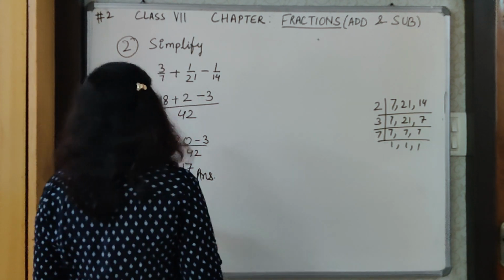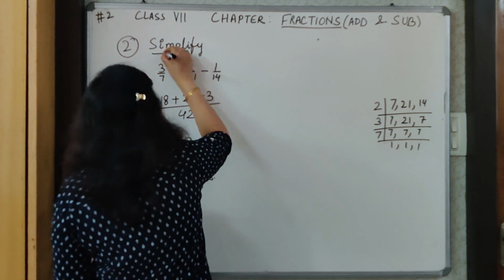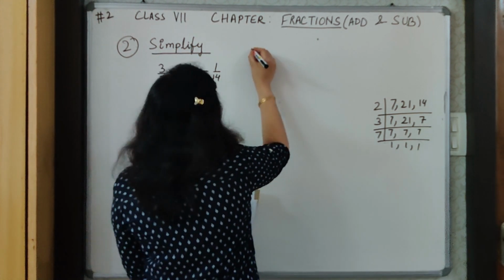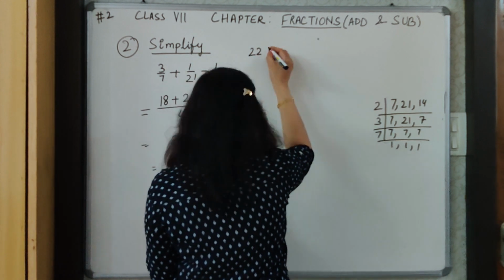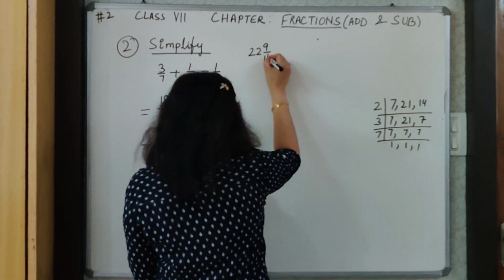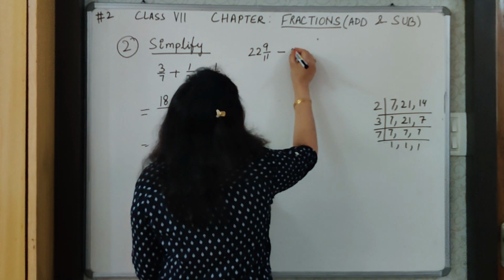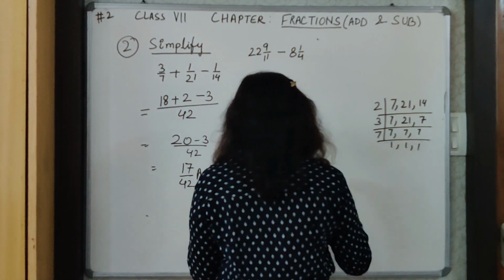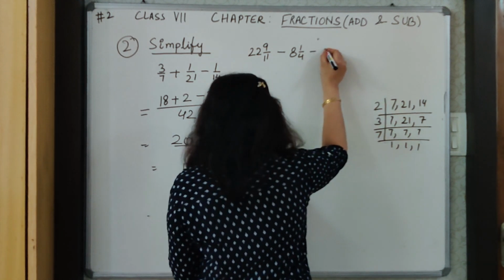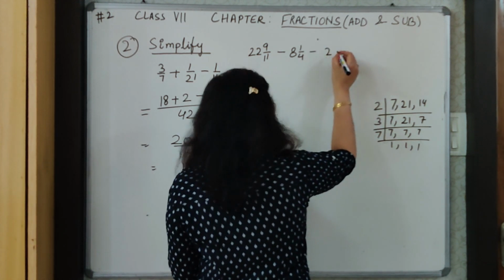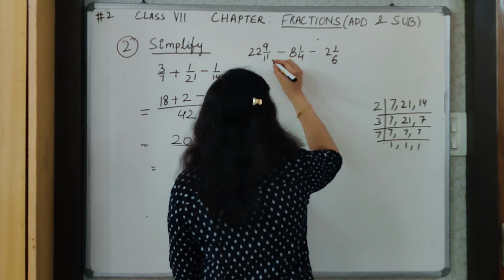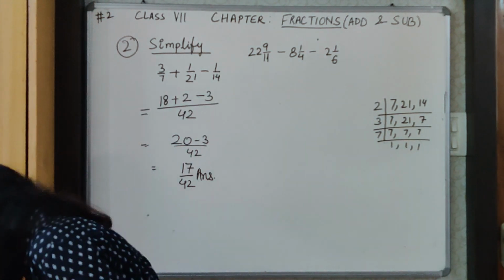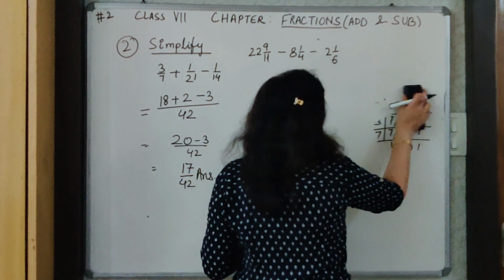Let's take one more question of simplify only, and the question is 22 whole 9 upon 11 minus 8 whole 1 upon 4 minus 2 whole 1 upon 6. Okay, slightly bigger calculations over here. So let's see how to go about it.